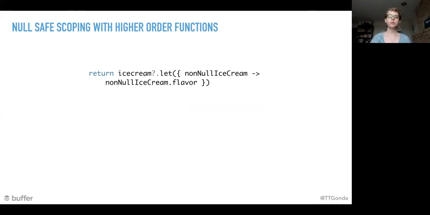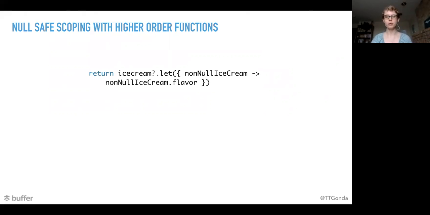We can also use the safe call operator with higher order functions to create null safe scoping. So here we have ice cream with the safe call operator, that question mark before the dot let. And then we're calling let on it, which is a higher order function. We are passing in a lambda, that's what's in those curly braces. It's assigning that value of the ice cream to the not null ice cream variable.